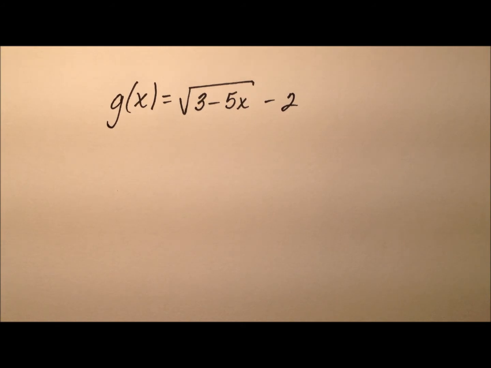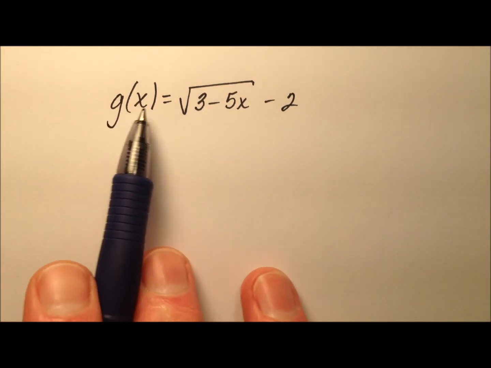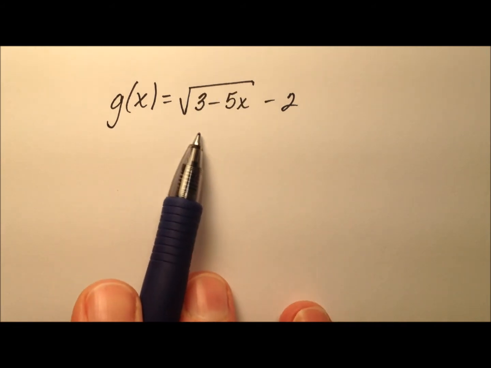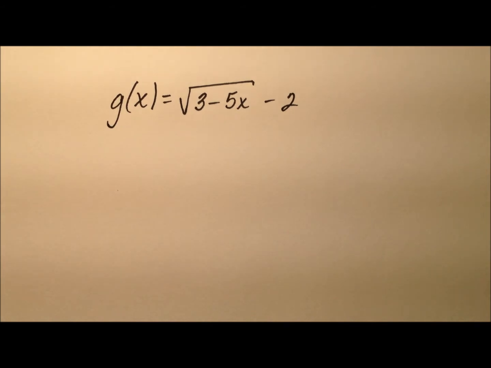In this example, we're going to determine the domain of this function. So we have g of x equals, and we have a square root involved here, so it's 3 minus 5x under that radical, and then minus 2. If you'd like to try to find this domain first, go ahead and pause the video and do so, and then come on back and we'll work it together.